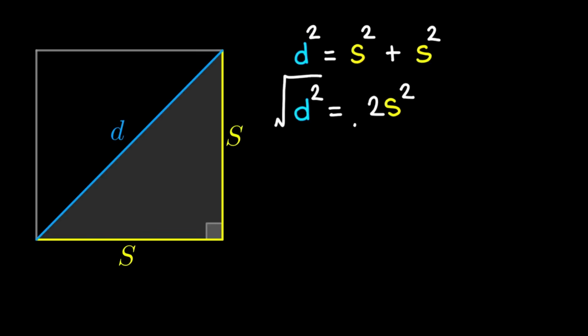Take the square root of both sides. The square root of s squared is s. Hence, d is equal to s square root of 2. This implies that the diagonal of a square is equal to its side measure times square root of 2. Let's go back to our original problem.